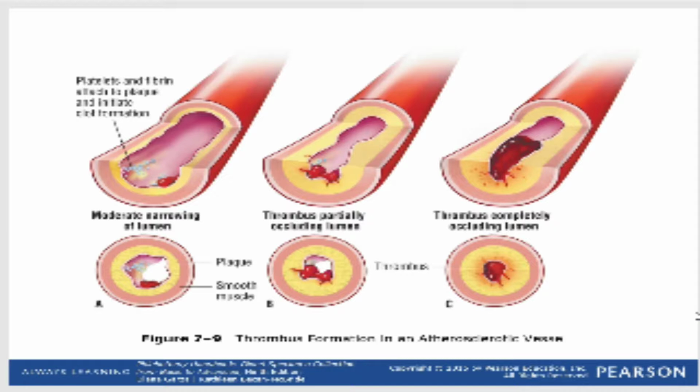That second picture shows a little bit of an occlusion, a little bit of a blockage. It's partially blocked. And then the very right picture, it's completely blocked by a thrombus or a clot.